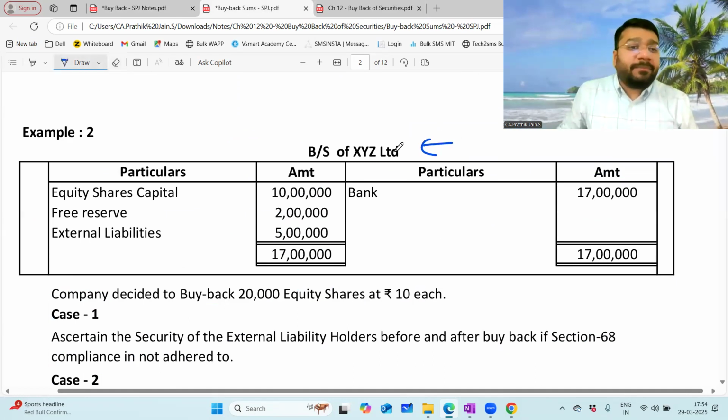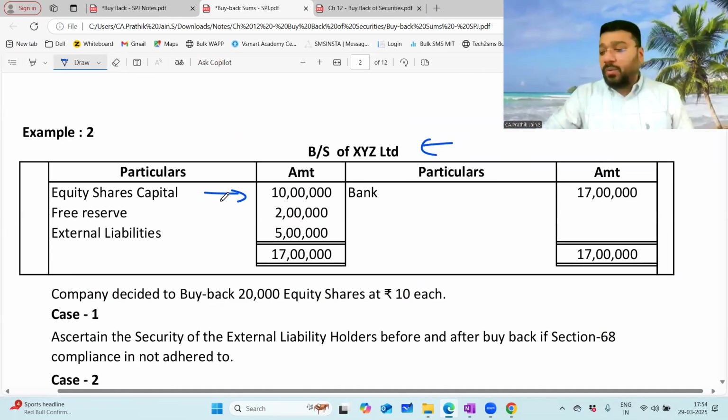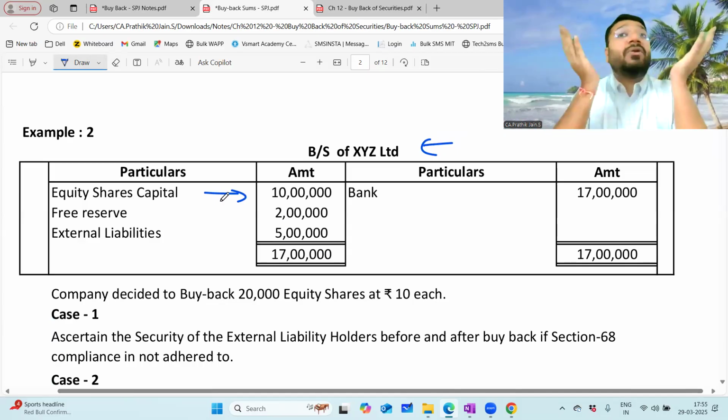Now, same example two. Balance sheet of XYZ Limited. Equity share capital 10 lakhs. Sir, what are you trying to do? I am trying to set a base.